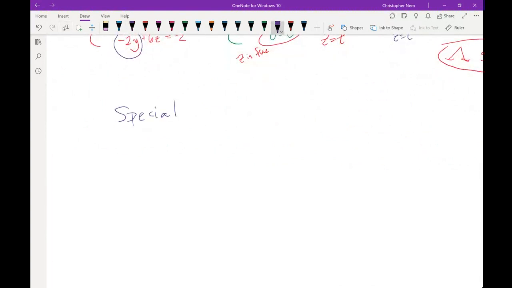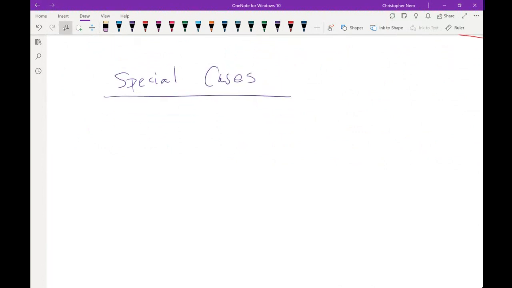Special cases. These aren't really special cases, because students think they're special. So I write that down. They're not really special cases at all. But let's do another one. I'm going to call this letter A, or the system called A.